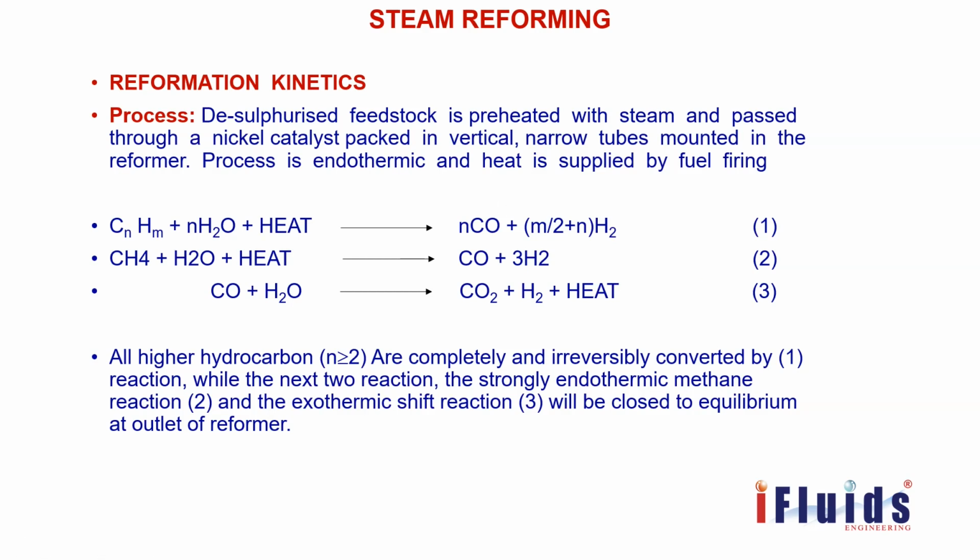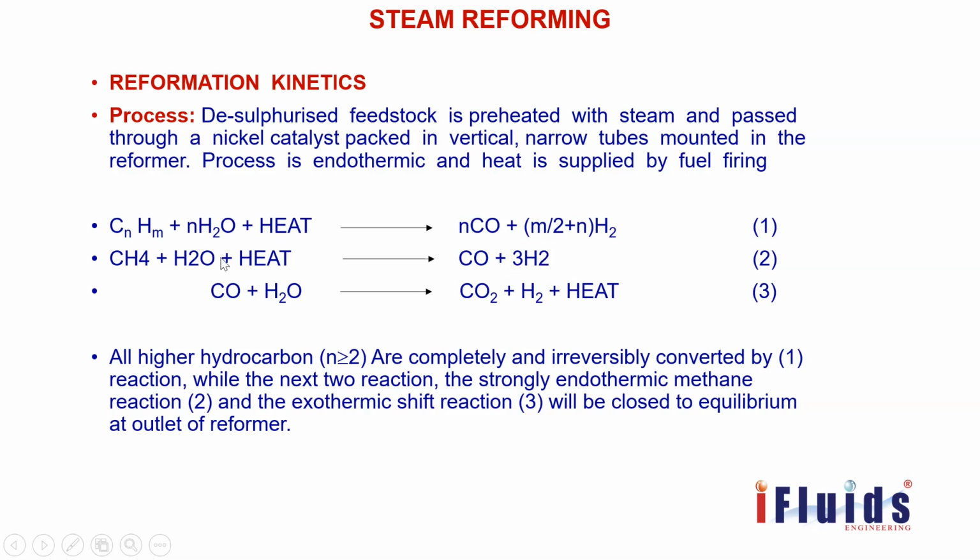Now, how does steam reforming happen? Take a hydrocarbon compound, let us say CnHm, along with n molecules of water, that is steam, and heat is also added. It gives n CO, carbon monoxide, plus (m/2 + n) hydrogen. That is the first reaction. The heavy hydrocarbon compounds are converted into a lighter fraction, methane CH4. Again it combines with steam plus heat to give CO and 3 hydrogen.